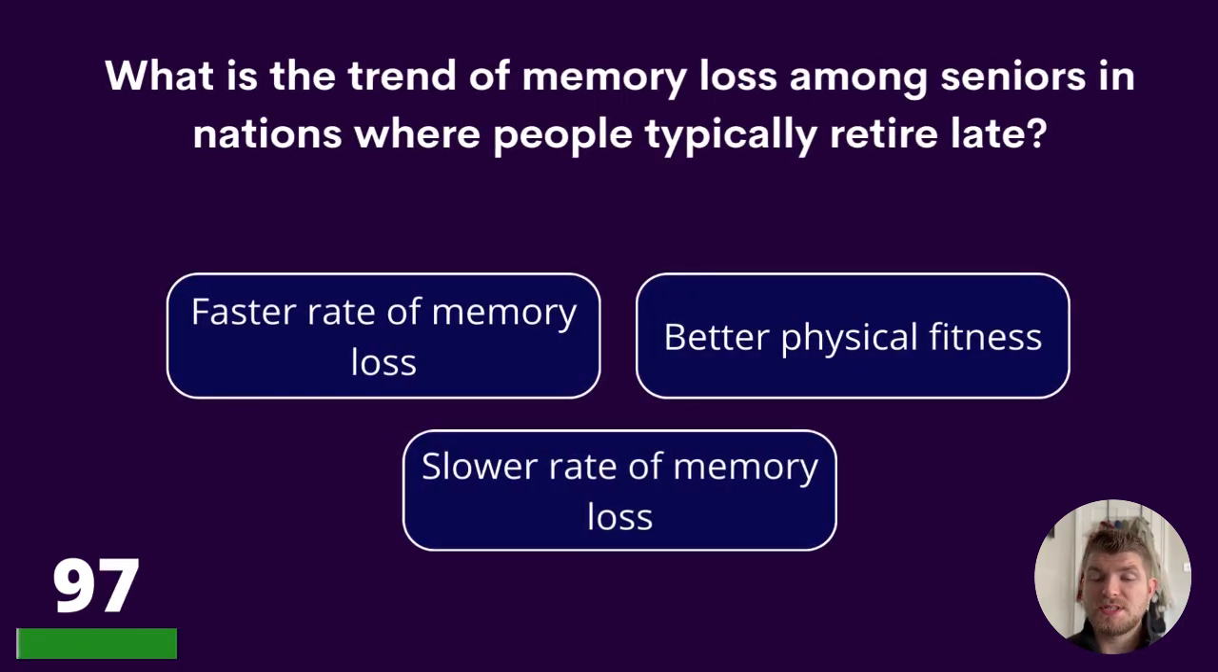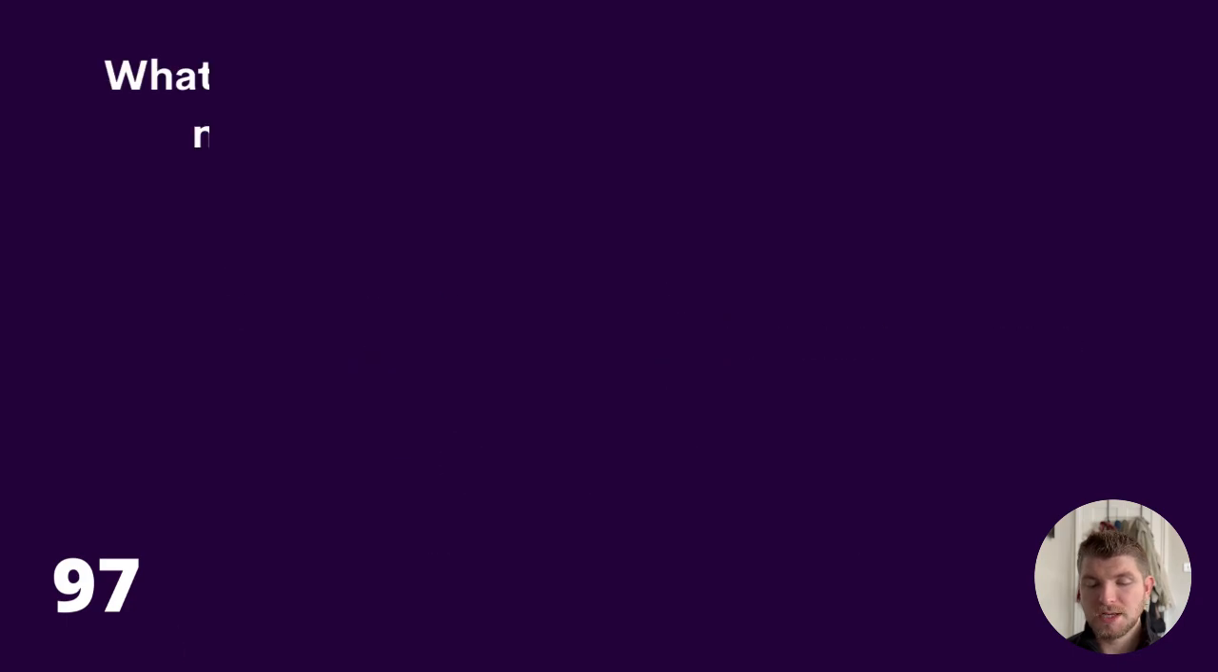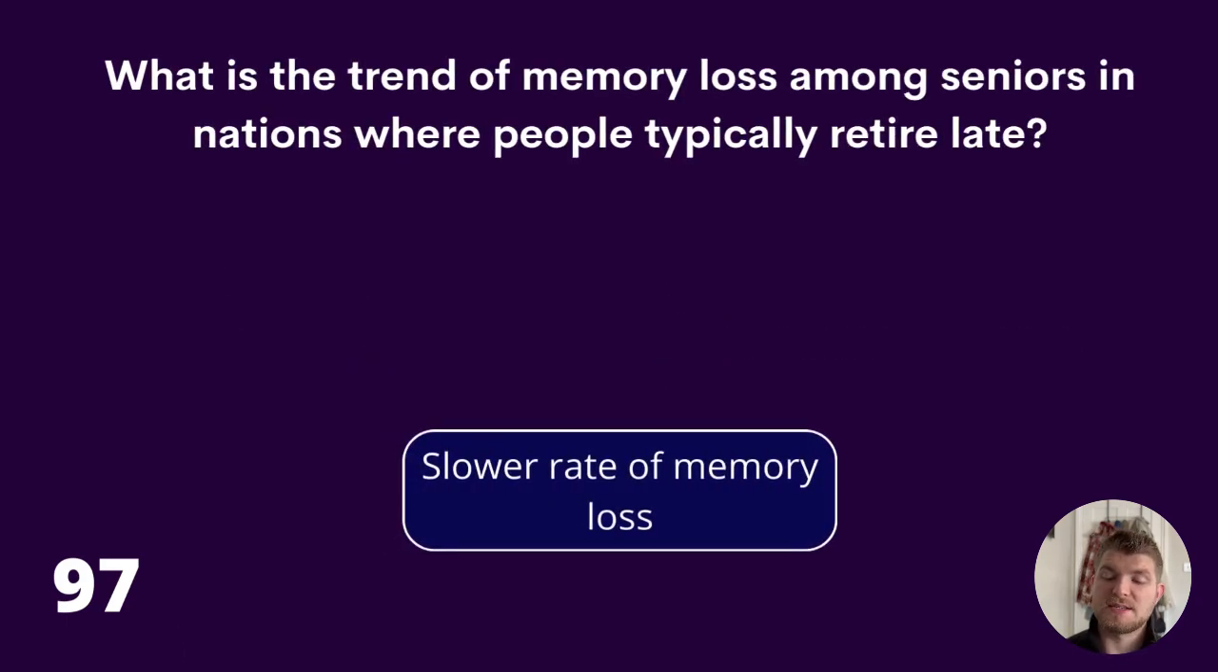97. What is the trend of memory loss among seniors in nations where people typically retire late? Faster rate of memory loss, better physical fitness, or slower rate of memory loss? The answer is slower rate of memory loss.